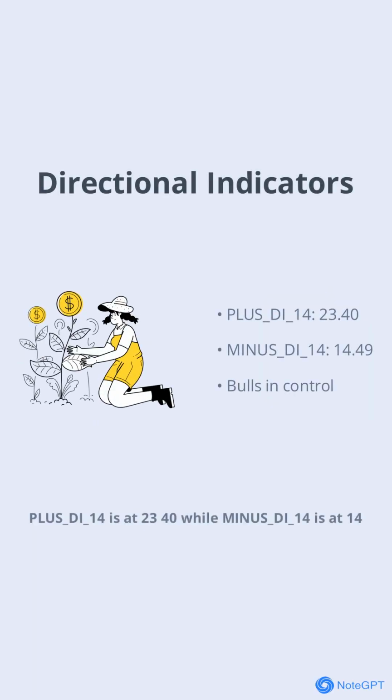Plus DI14 is at 23.4 while minus DI14 is at 14.49. This positive spread indicates that upward price movements are stronger than downward ones. However, with a DX14 of 23.5, the trend is present but not particularly strong. Directional indicators help traders understand whether bulls or bears are in control.